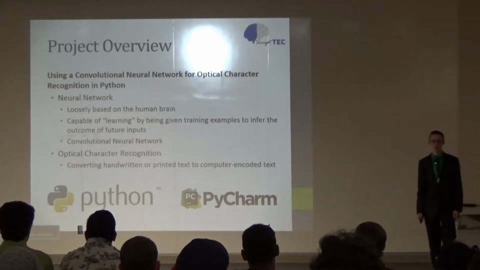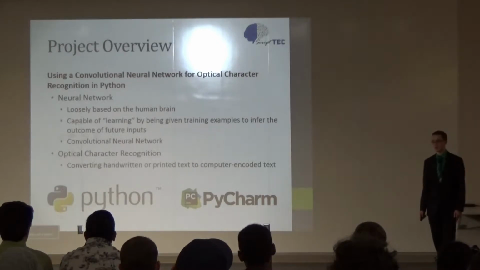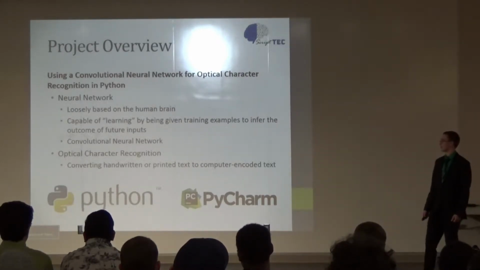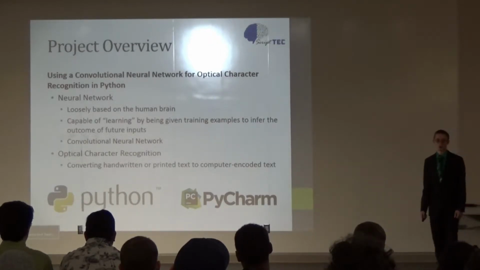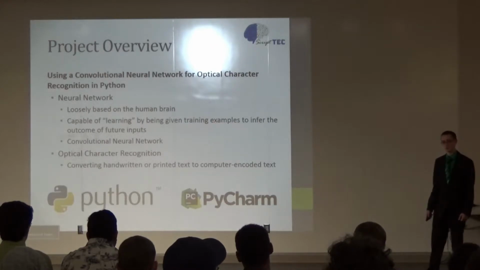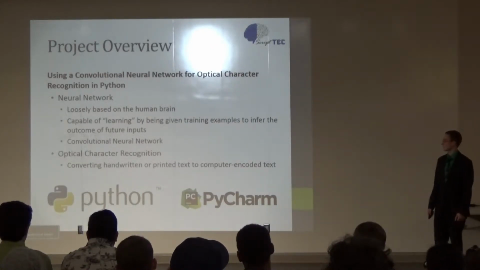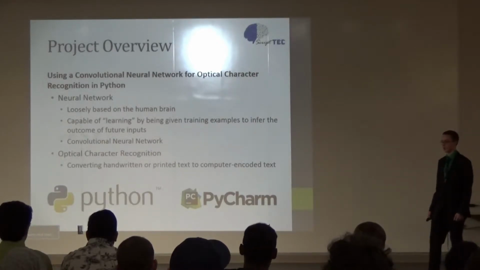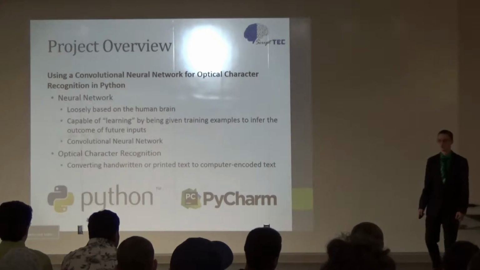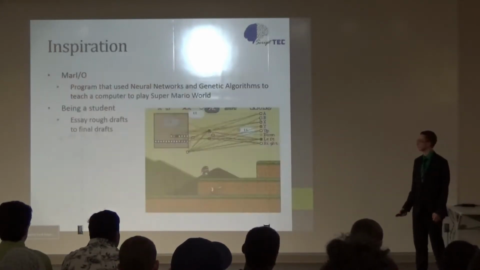Just a brief overview of my project. I'm using a convolutional neural network for optical character recognition in Python. Now that probably sounds pretty complicated, but basically what it is, a neural network, is a specific kind of program that can actually learn. It's loosely based on a human brain because it's made of artificial neurons. And I'm using this for optical character recognition, which is converting handwritten or printed text into a computer-encoded document, such as a Word document.